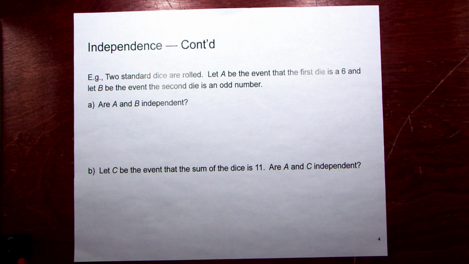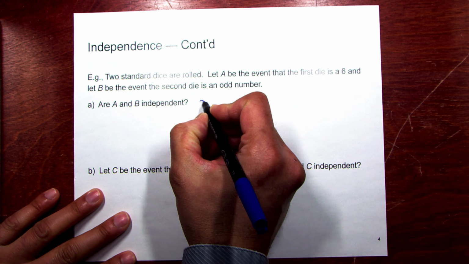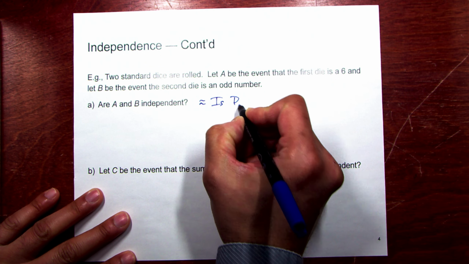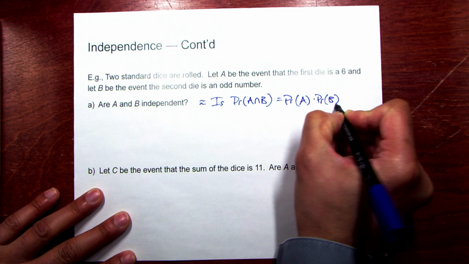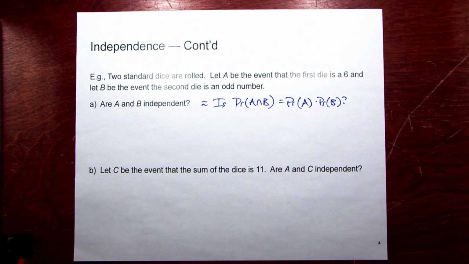And we would suspect yes, right? Because the first die is rolled, and that's what's going on with A, and the second die is for B. Those two dice are operating independently of each other. That's how we feel. One does not influence the other. So we suspect yes. Mathematically, we need to answer the question, is the probability of A intersect B equal to the probability of A times the probability of B? It's just a matter of verifying that, even though intuitively it feels like yes.